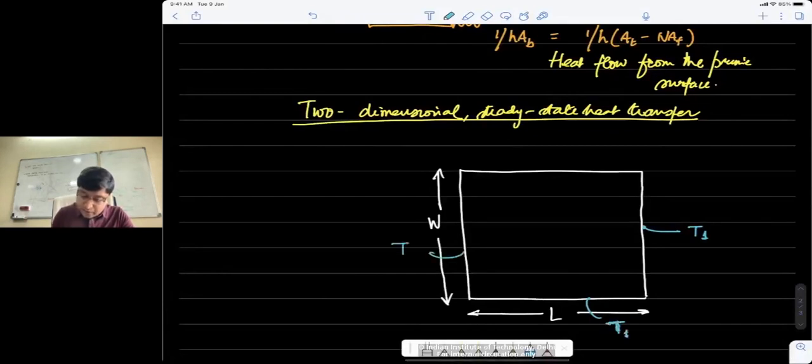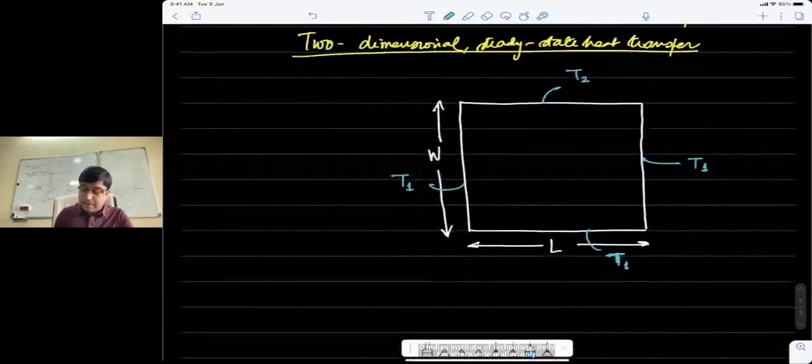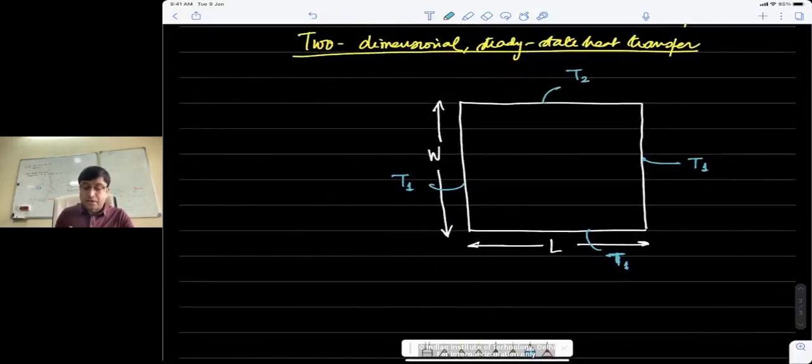Similarly, this is exposed to T1, and the top surface is exposed to, let's say, T2, where T2 is not the same as T1. And say the question is, what is the heat transfer rate through the top surface, because it's at a higher temperature. Let's say T2 is more than T1, or I should also define that. Let's say T2 is more than T1.